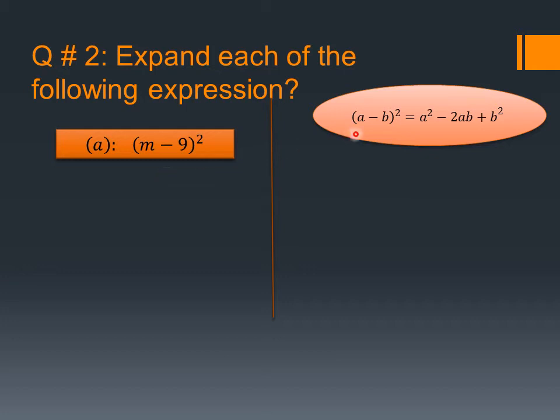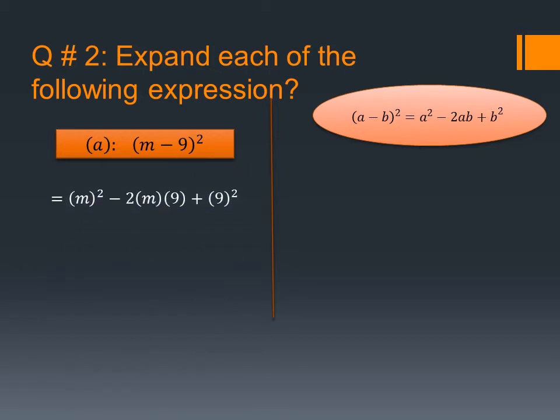So the formula is (a minus b) whole square. You can compare this left side with the question, they are same, but here a is not written. What is written here? m. So wherever in the formula we have a, we will replace it with m. And instead of writing b, our question is in terms of 9. So we will write 9.